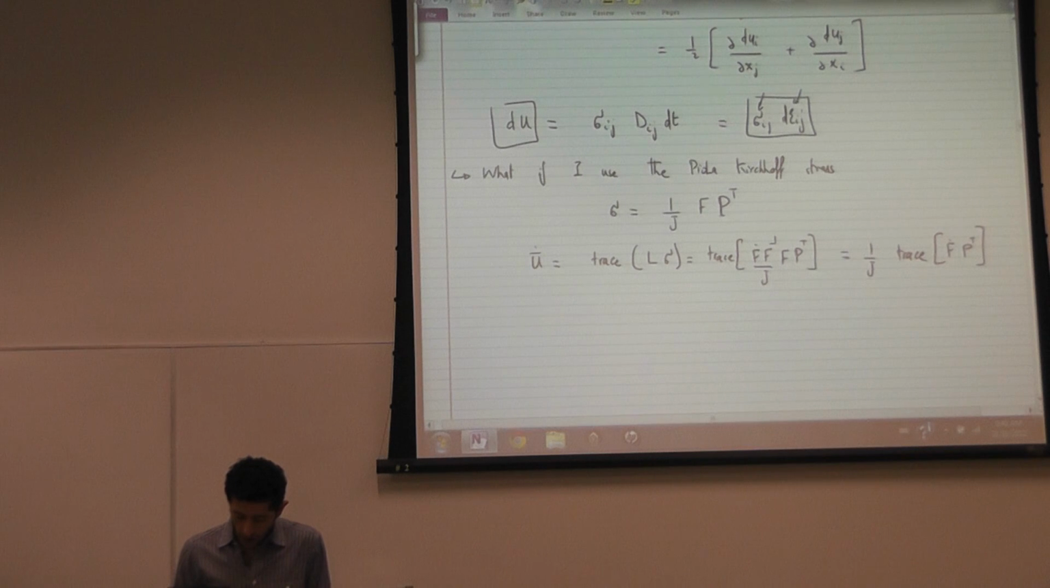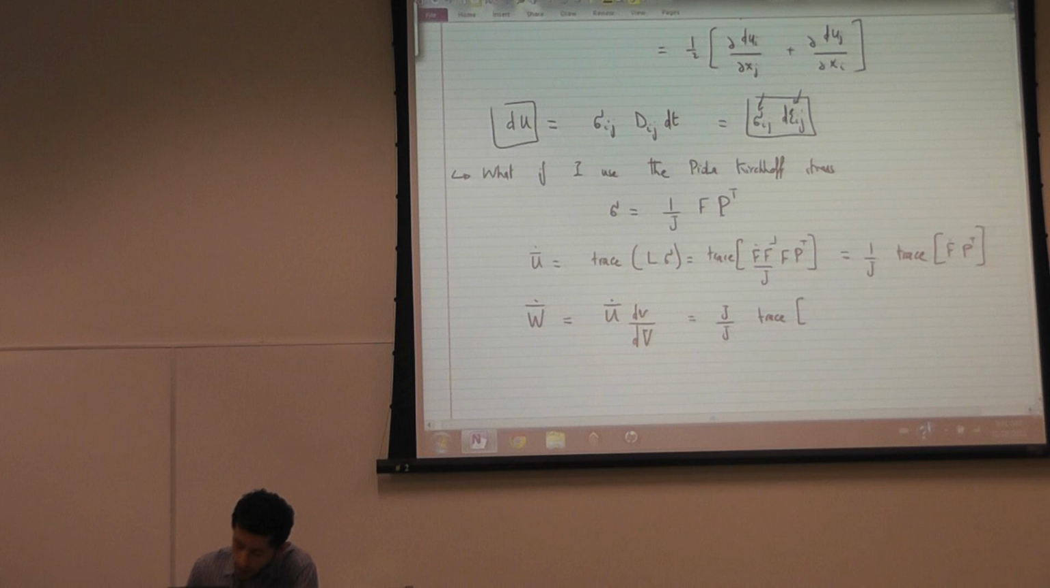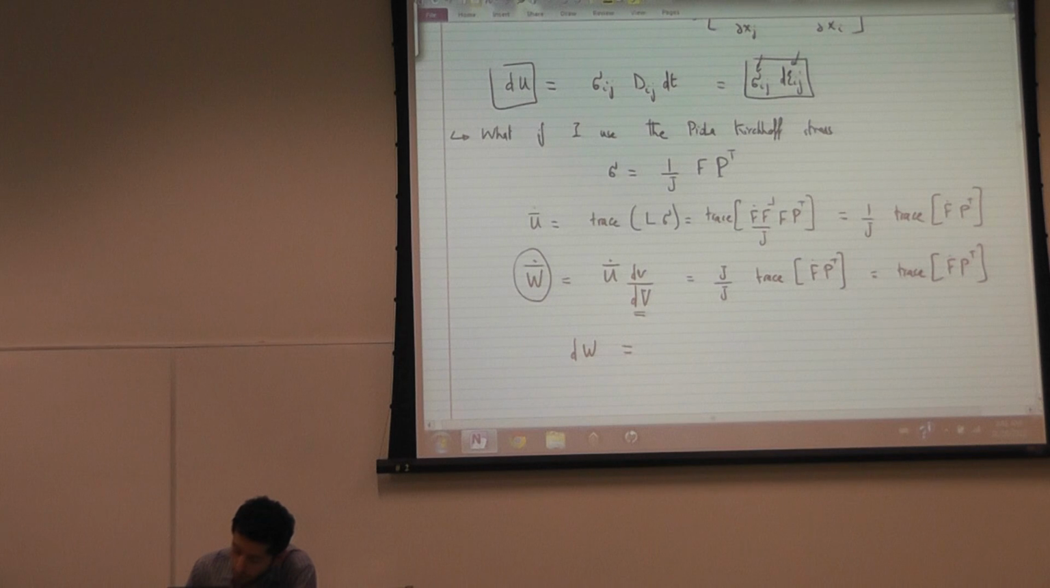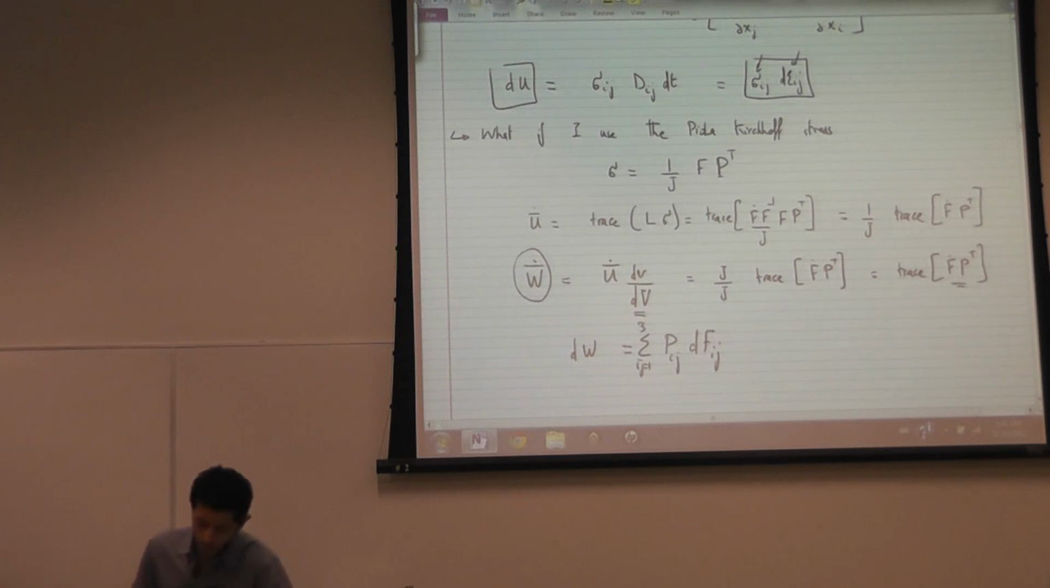And if W, the energy per unit reference volume, W dot is equal to u dot multiplied by the current volume divided by the initial volume, which is equal to J over J trace F dot P transpose, you get that the energy per unit volume of the reference configuration is equal to the trace of F dot P transpose, and dW from this is equal to P multiplied with dF ij. And these two are called energy conjugates.